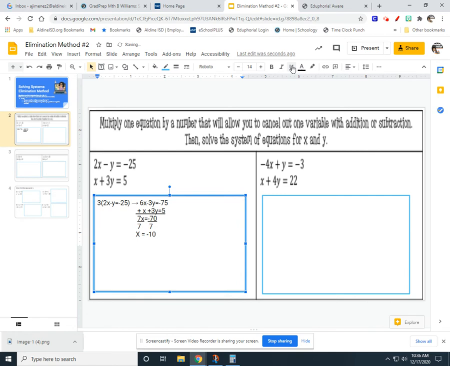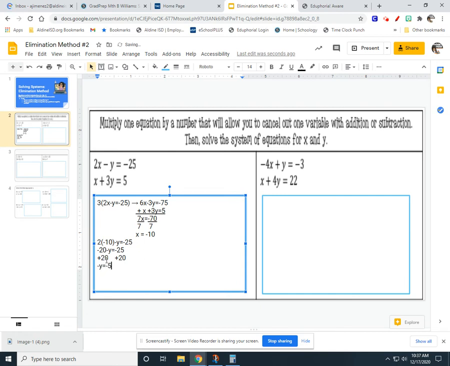Okay, now what I'm going to do, and this should be a lowercase x, I'm going to plug it in. It doesn't matter which one I plug it into. I'm going to go ahead and plug it into the top one. 2 times negative 10 minus y equals negative 25. Negative 20 minus y is equal to negative 25. I'm going to add 20 because that's the opposite of a negative 20. This gives me negative y is equal to negative 5.